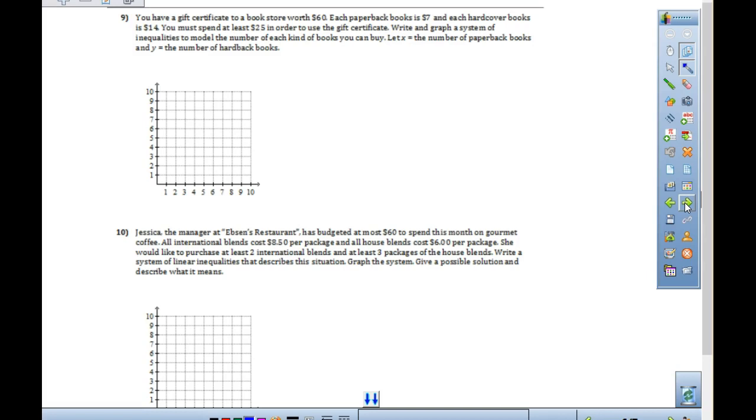As we read number 9, Helen, you want to read the question for us? You have a gift certificate to a bookstore worth $60. Each paperback book is $7 and each hardcover book is $14. You must spend at least $25 in order to use the gift certificate. Write and graph a system of inequalities to model the number of each kind of book you can buy. Let X equal the number of paperback books and Y equal the number of hardcover books. So they are telling you this is your paperback, right? They are telling you that this is going to be your hardcover.